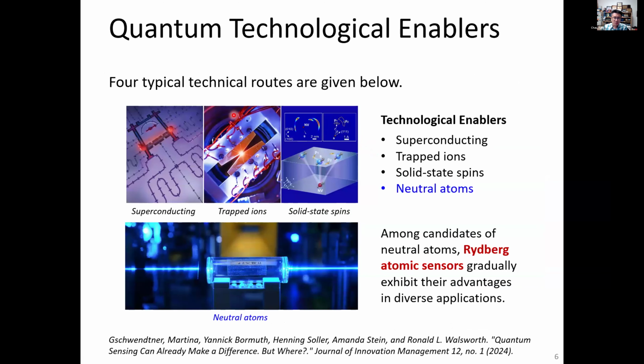Okay, so typically there are four kinds of enabling technologies for quantum sensing. For example, we have superconducting, trapped ions, solid state spins, and also neutral atoms. Today's talk is mainly focusing on neutral-atom quantum sensors, which are based on the so-called Rydberg atomic sensors. Why is that so? Let me explain in the next slide.